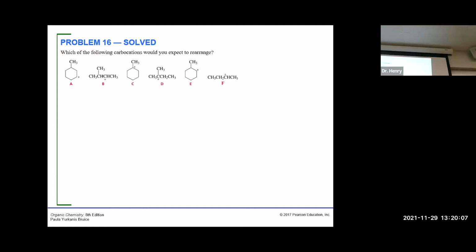Okay, so which of the following carbocations would we expect to rearrange? What is rearrange again? And why do we rearrange? What is the significance of it? Why does it happen? And what usually is a catalyst of it?